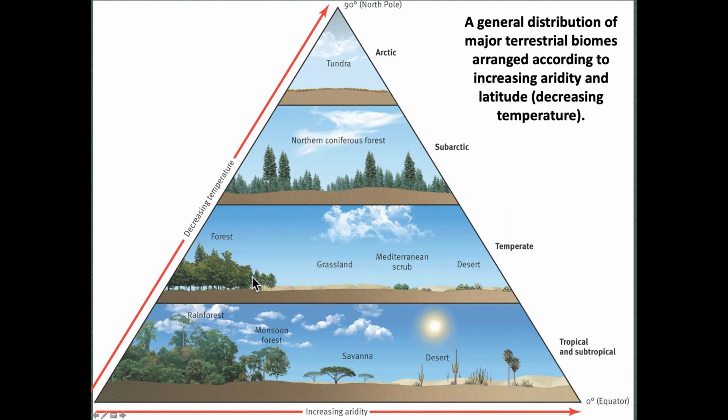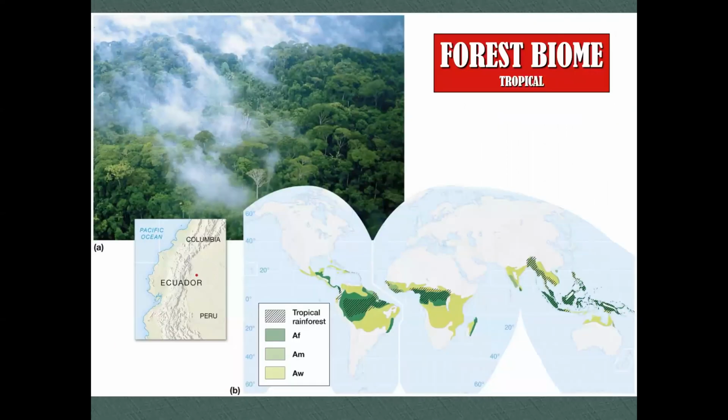New York is officially a deciduous forest. If you head north into Canada and Alaska, it is what's called a coniferous or pine needle forest. We're south of that. Okay, so let's look at some of these. This is just to give you a sense of general distribution, arranged by either decreasing or increasing temperature, depending on where you go on this side, and increasing or decreasing latitude and aridity, meaning dryness.